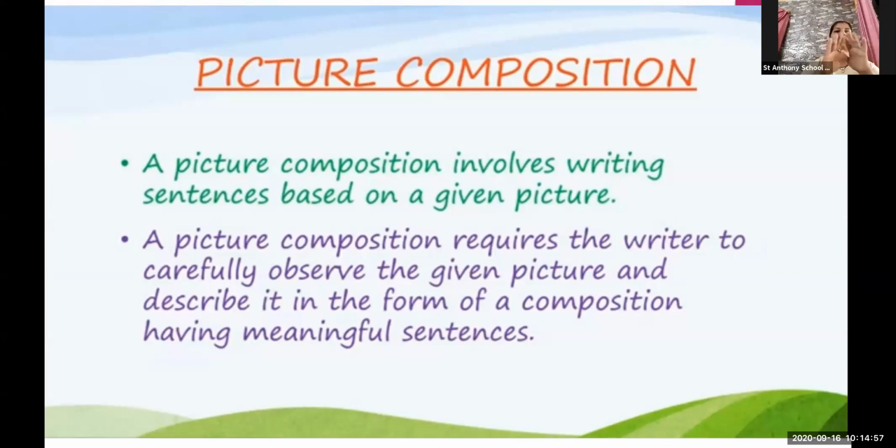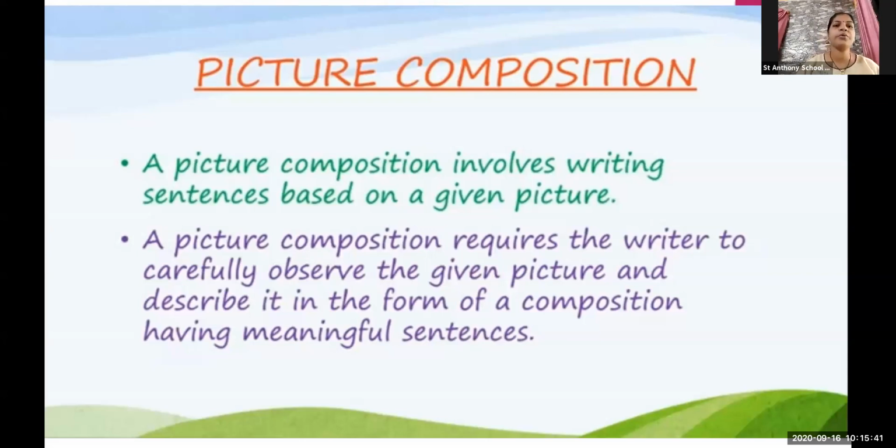For example, if I show you a picture of a morning scene, you will say, there is a yellow sun in the sky, the green grass is there, butterflies are fluttering on the flowers, there are so many colorful flowers. Like that you keep on describing the picture, and that is called picture description. A picture composition requires the writer to carefully observe the given picture and describe it in the form of a composition having meaningful sentences.